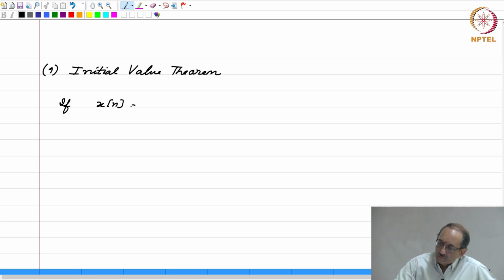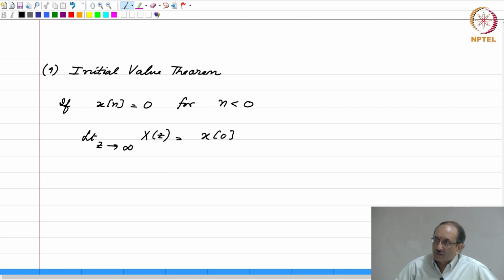So, if x of n is 0 for n less than 0, then limit z tending to infinity x of z is indeed x of 0. Now, our discussion on z taking on the value infinity should make sense now. So, when we really say z tending to infinity, it does not make sense to talk about the angle, right.